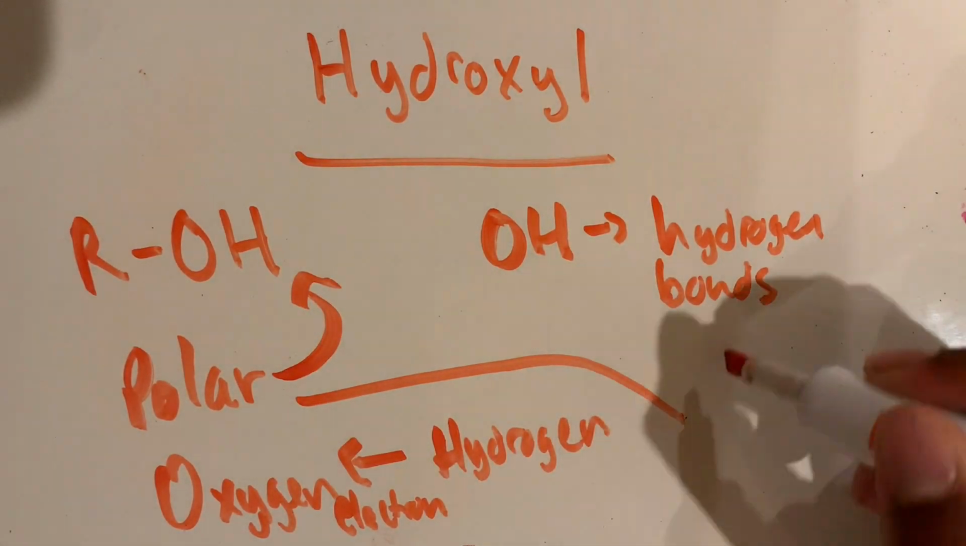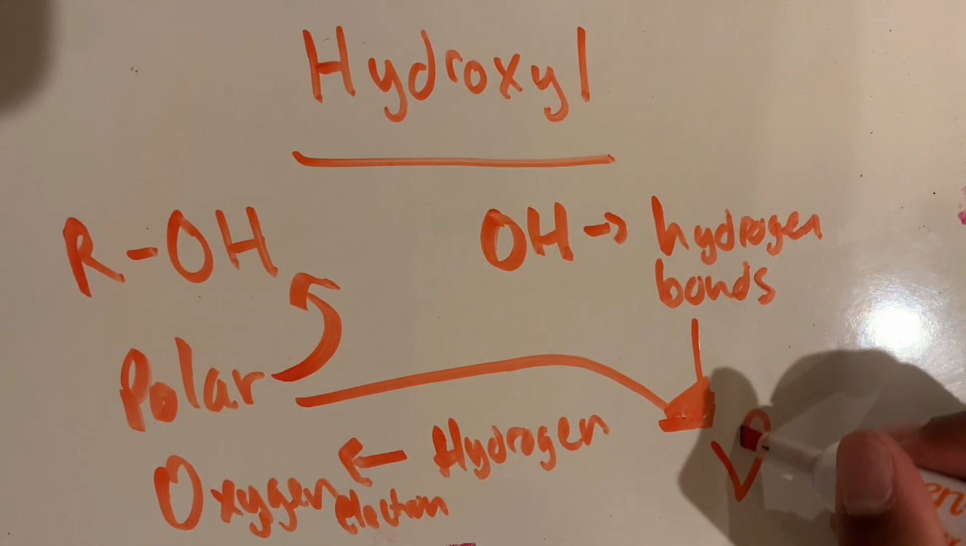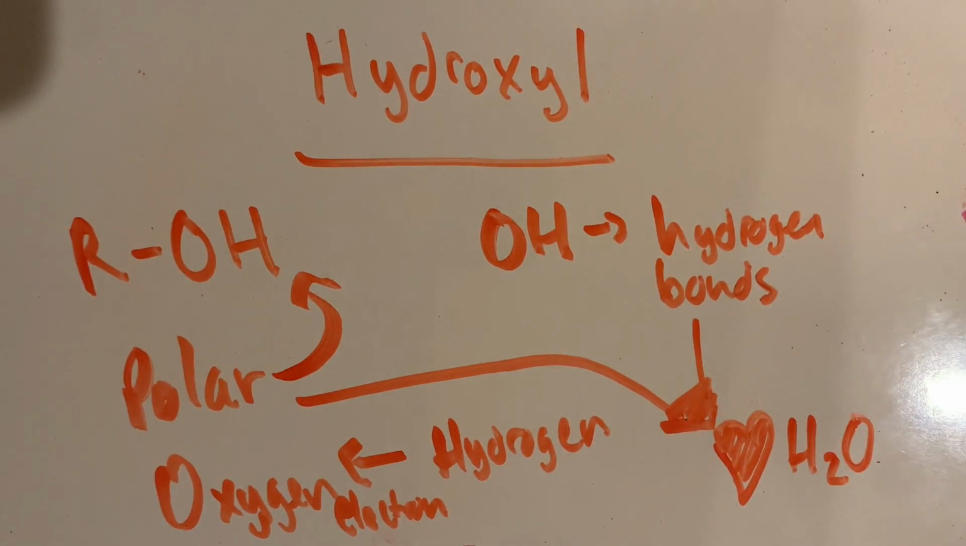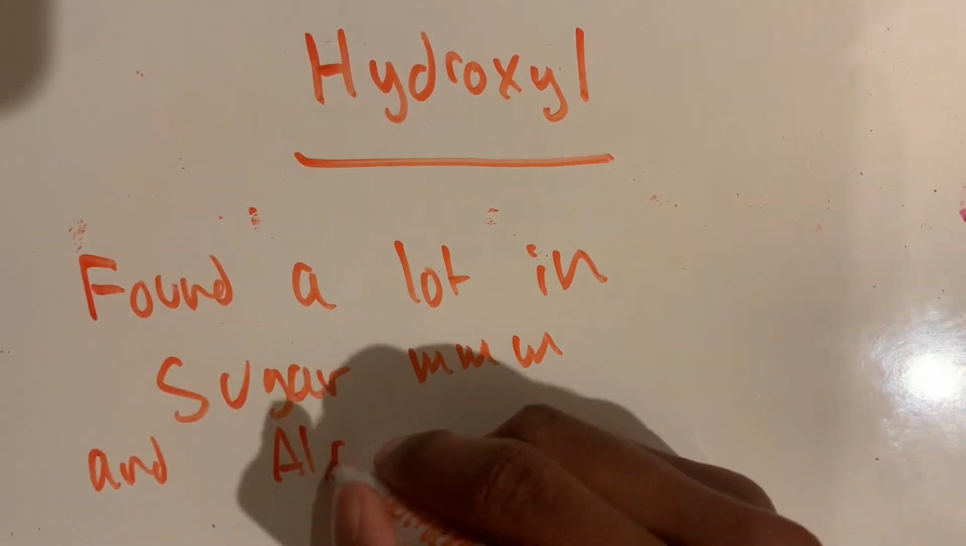Due to its polar properties and ability to form hydrogen bonds, hydroxyl groups often make the molecules they are a part of hydrophilic, or soluble in water. Hydroxyl groups are extremely abundant in sugars and alcohols.